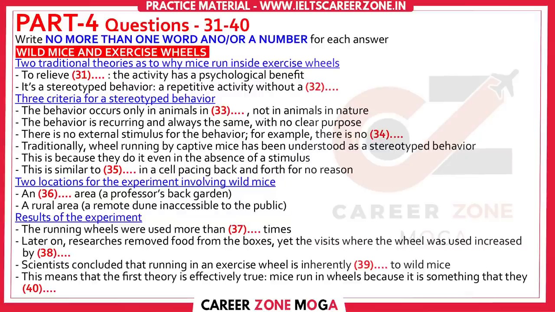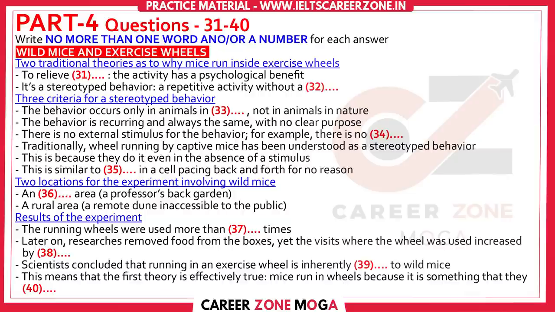In the course of the experiment, the running wheels were used more than 12,000 times by animals including mice, frogs, slugs and birds. Mice, however, accounted for 88% of the wheel running. For the final months of the experiment, the researchers removed food from the boxes, leading to a drop in the frequency of visits to the boxes. Even so, visits where the wheel was used increased by 42%. This suggests that mice visited the boxes solely to run on the exercise wheel. As a result, the scientists concluded that running in an exercise wheel is inherently rewarding to wild mice.